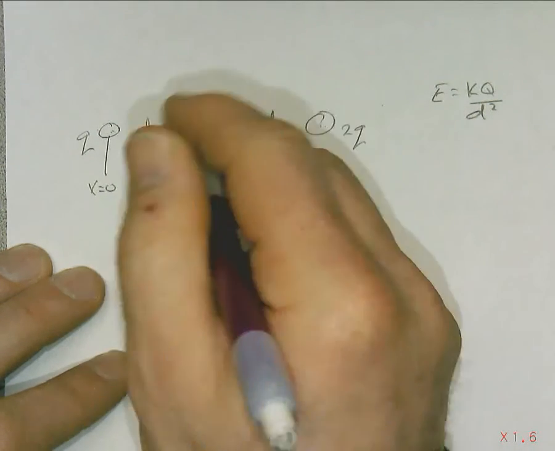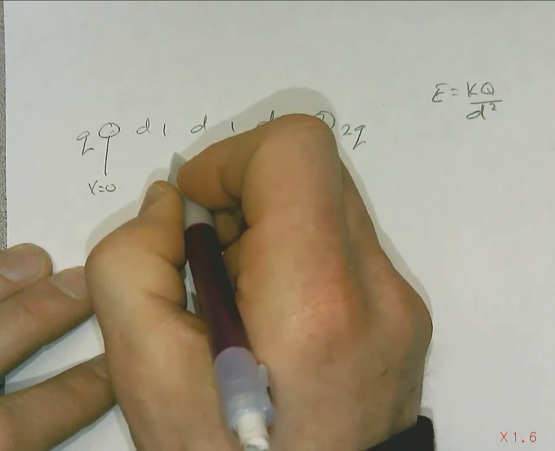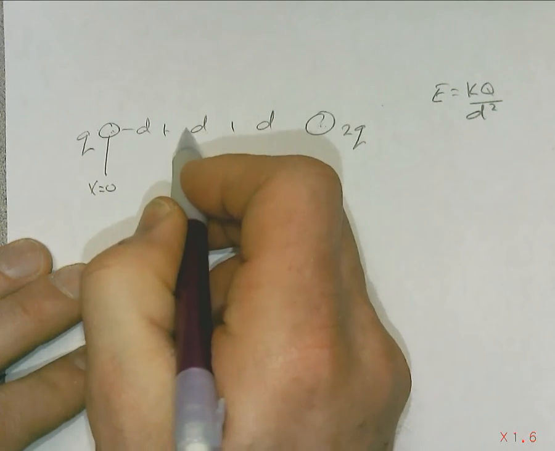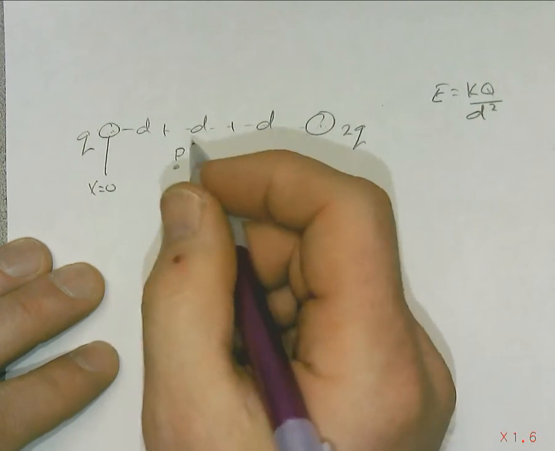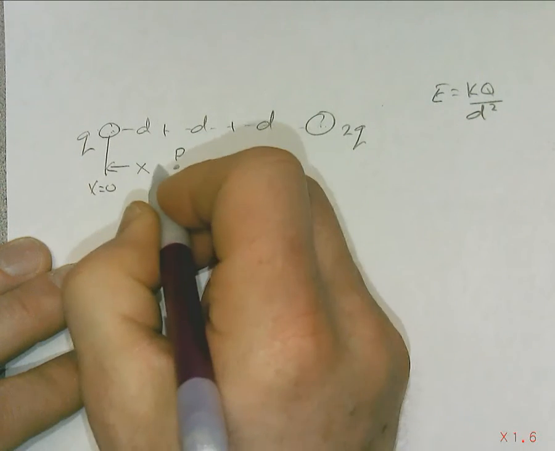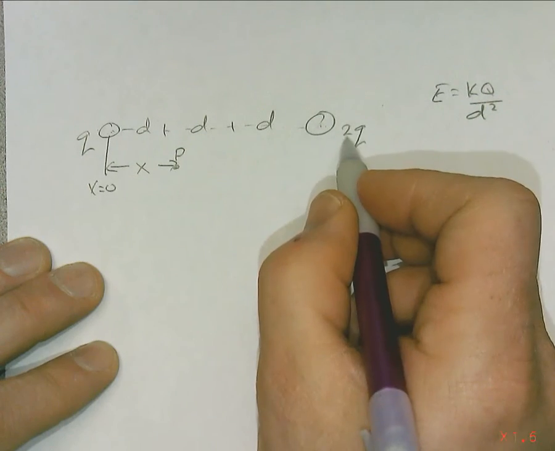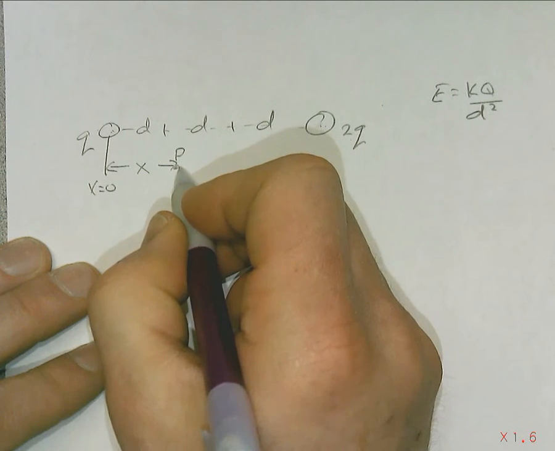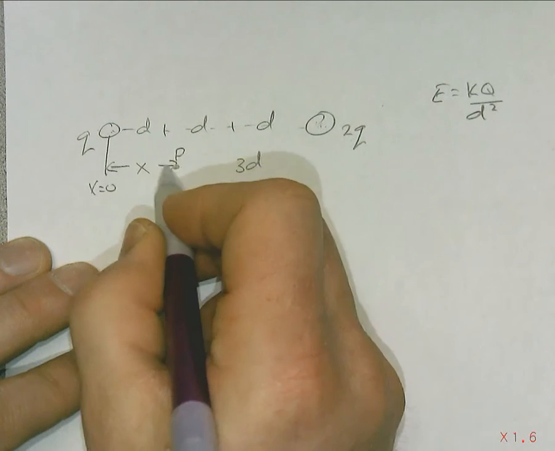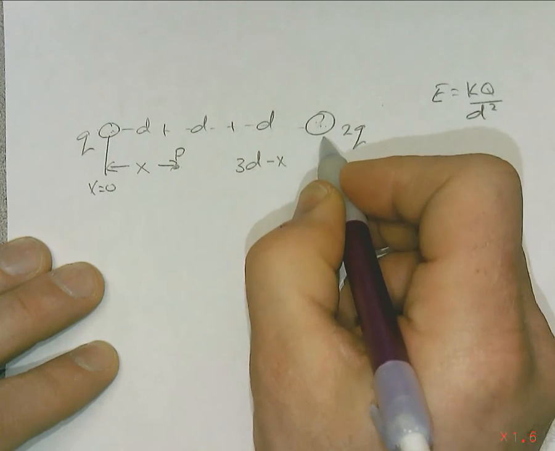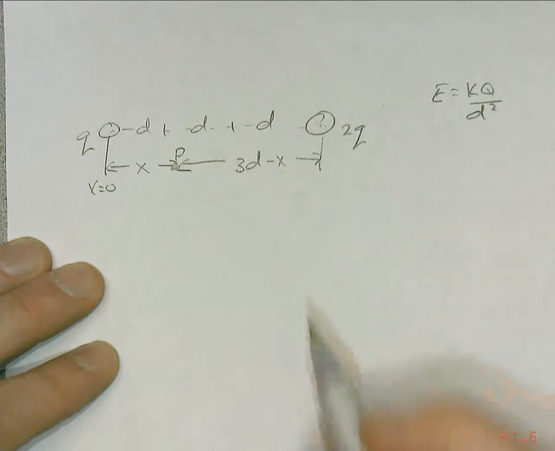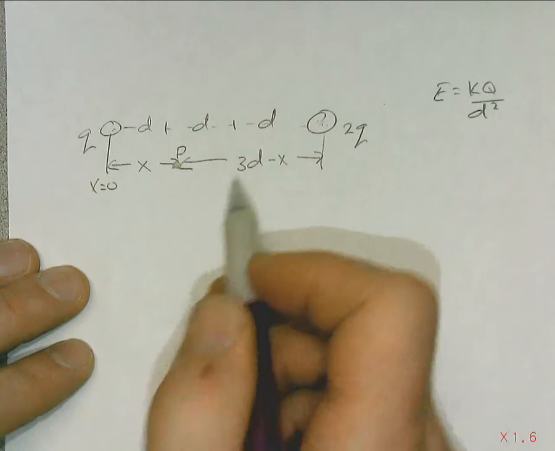Because this is cluttery right now, let me put some point P here. P is the place where the electric field is 0 on a line across here. I'm going to call that distance x, and therefore the distance from the 2Q is 3D, that's the entire distance, minus x, which gives us the distance from P to the 2Q. All right, so that's the situation.